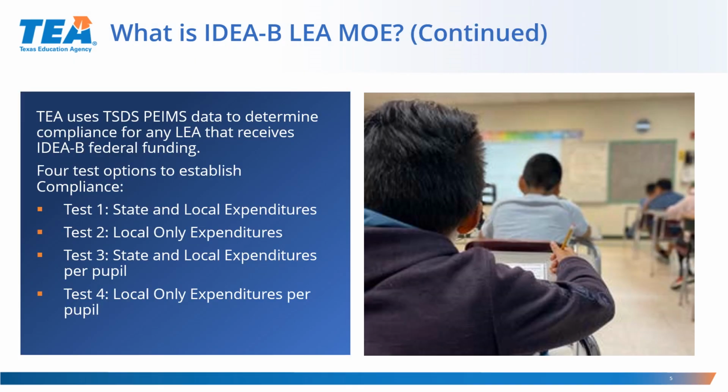We use TSDS PEIMS data to determine compliance for any LEA that receives IDEA-B federal funding. And there are 4 separate tests we use to determine that compliance, and each LEA only has to pass one of the 4 tests in order to be compliant.